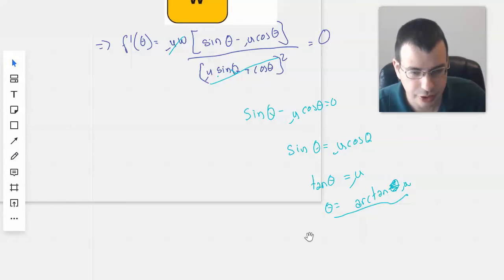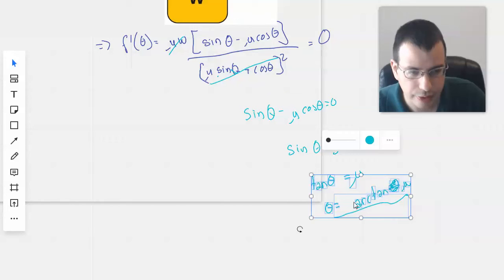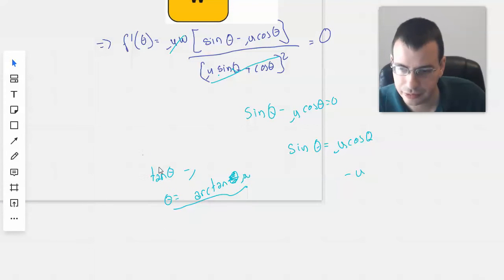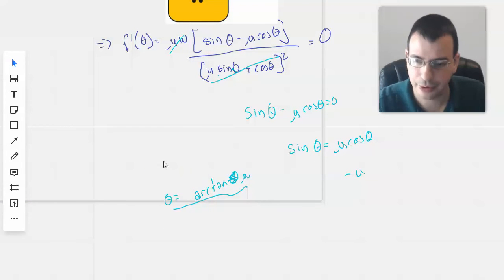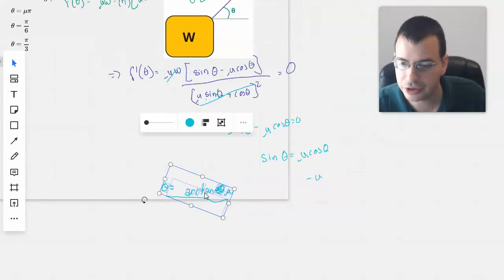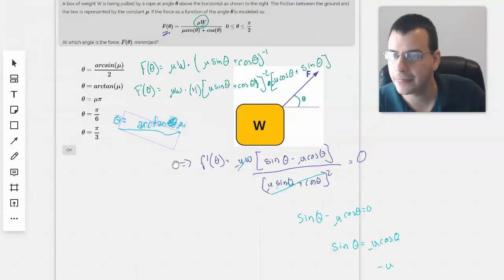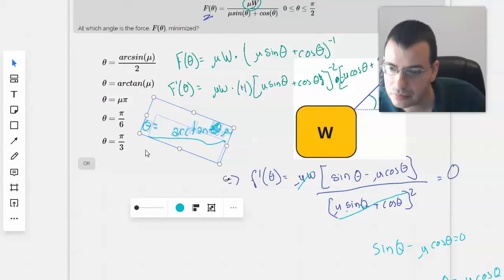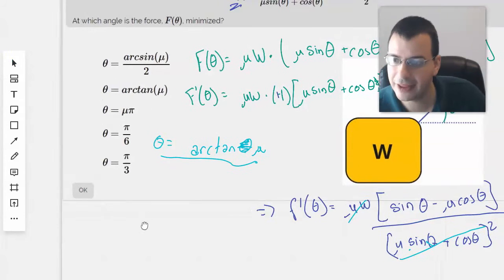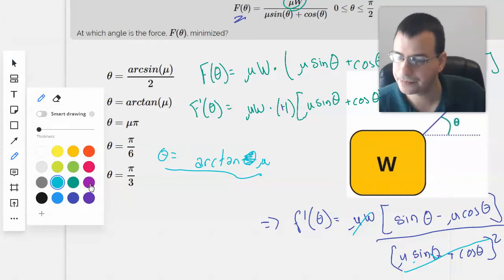Not quite. Get rid of some of that. Get rid of the riffraff. Straighten this out a little bit. Move it over towards the answer so we can see it. Yeah, it's close enough. Theta equals arctangent of mu. So it's this one right here.